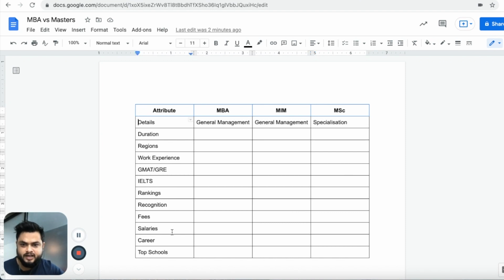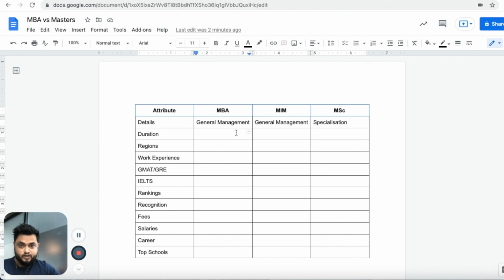On the left-hand side, we have attributes and parameters on the basis of which we are going to differentiate between MBA, MIM, and MSc. In the first row, you can see that MBA and MIM are general management programs. What I mean by general management is that you're going to study everything: sales, marketing, finance, almost all the subjects taught in management are going to be there in MBA and MIM. On the other hand, MSc is going to be a specialization program. What do I mean by specialization? If you want to go for MSc Finance, then you don't really care much about supply chain or operations or maybe analytics, and that's why you want to study finance only.